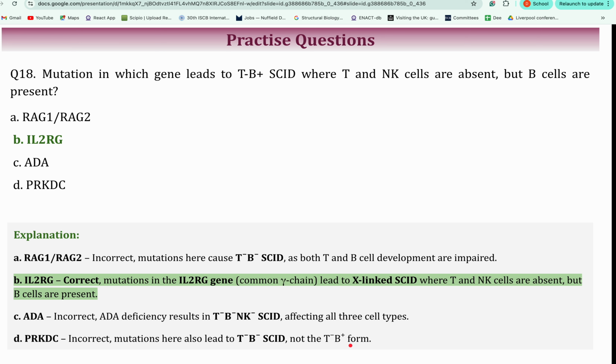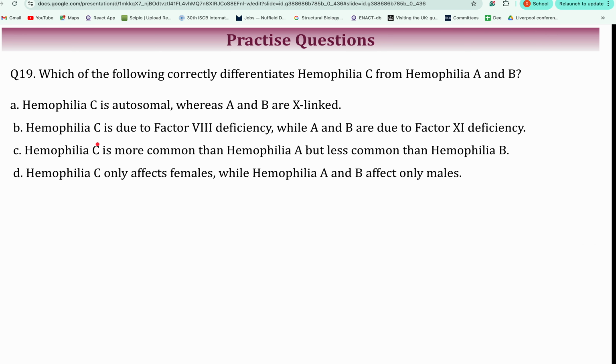So now keep this thing also in your mind that when we were talking about the question that which is the most severe form of SCID, so why is it most severe ADA? Because in this all these cells are negative, all these cells are absent. That's why this was the most severe form. And if we talk about the form in which T negative and NK negative is there but B is positive, that is IL2RG. So now let's move to next question.